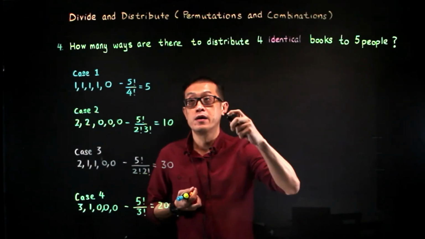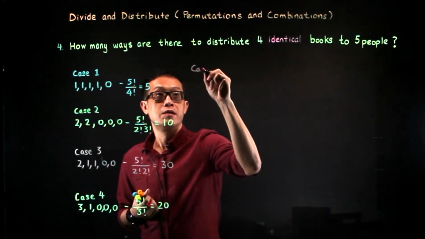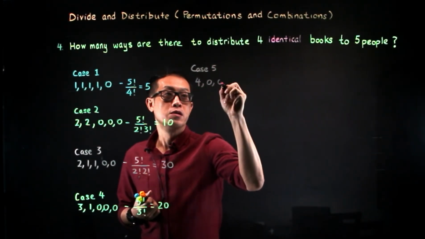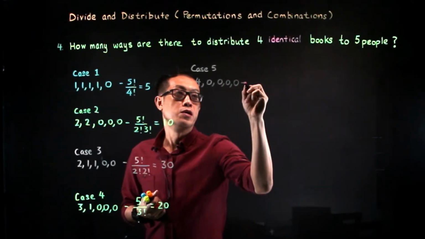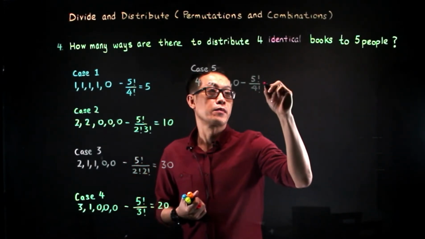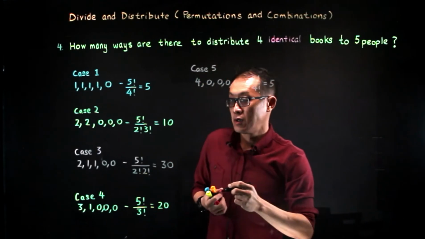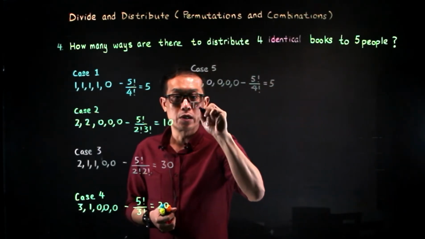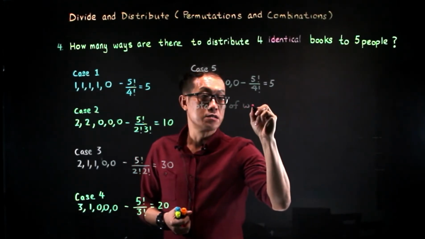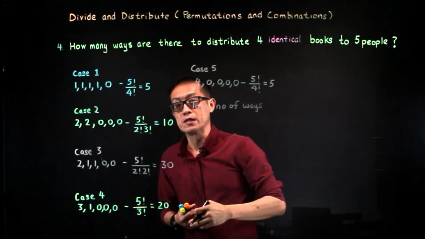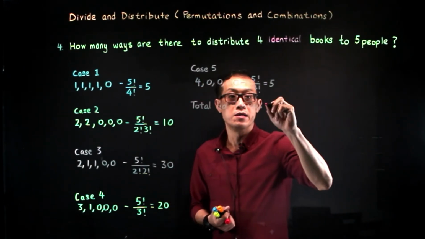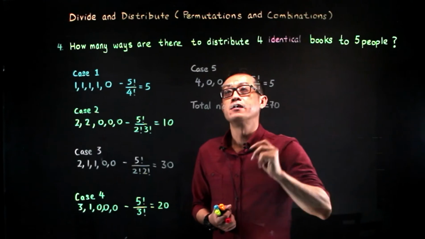So you have case 5. You have 4 followed by 0, 0, 0, 0. This you have 5 factorial divided by 4 factorial. The answer is 5. So the total number of ways will be the sum of all this. So you have 5, 10, 30, 20, 5, which makes 70. So altogether 70 is the answer.